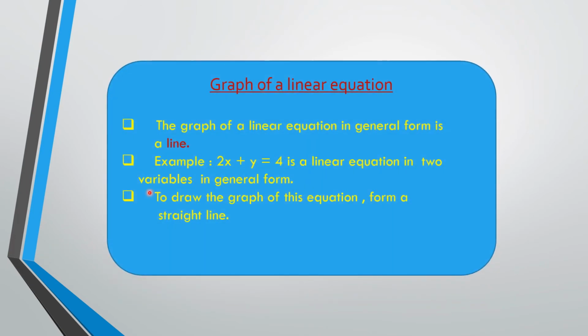Here, the graph of a linear equation. The graph of a linear equation in general form is a line. And what is an example of a linear equation? Here 2x plus y is equal to 4 is a linear equation in two variables in general form. And the graph of this equation forms a straight line.